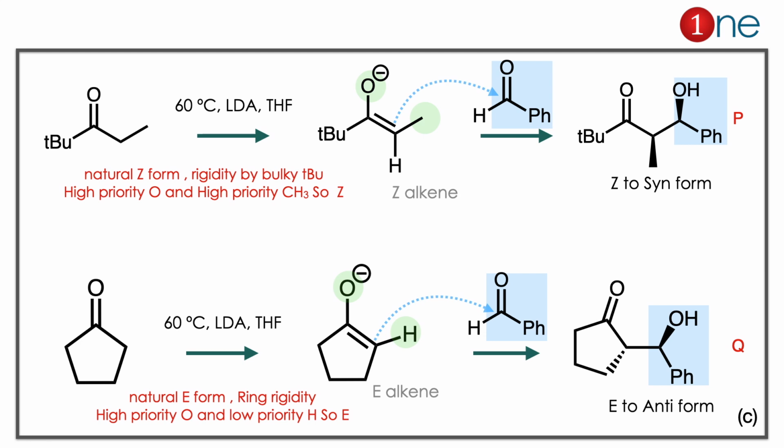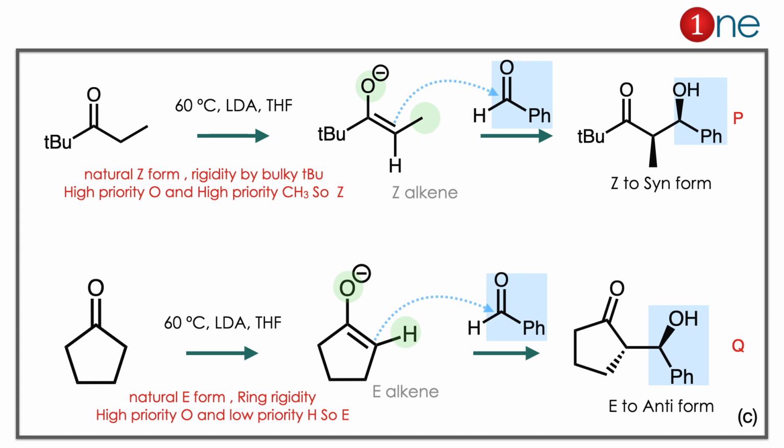Here we have both starting materials containing a carbonyl group. On one side tertiary butyl, on the other side cyclopentyl. Here you are using LDA. LDA forms an enolate. Here the important thing comes: how does the enolate form? Here the tertiary butyl group is very rigid. So the starting configuration is retained, which is the Z form, or you can say cis form. It condenses with the aldehyde to form a new C-C bond, also in the syn form. So you start from Z and end with syn. So the alkene is in the cis form and ends in the syn form. So it's straightforward and simple.